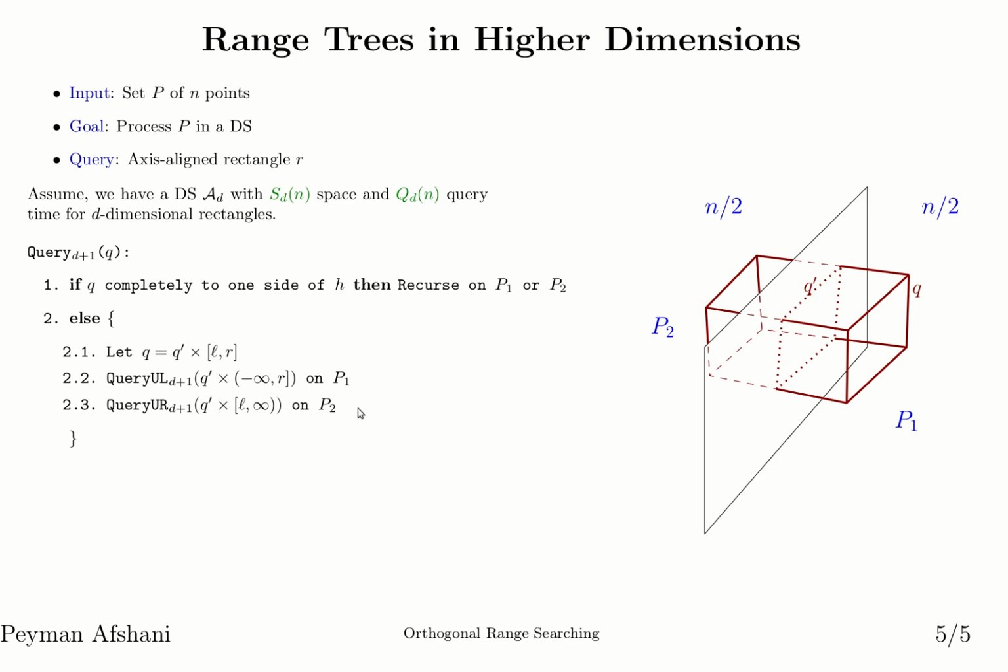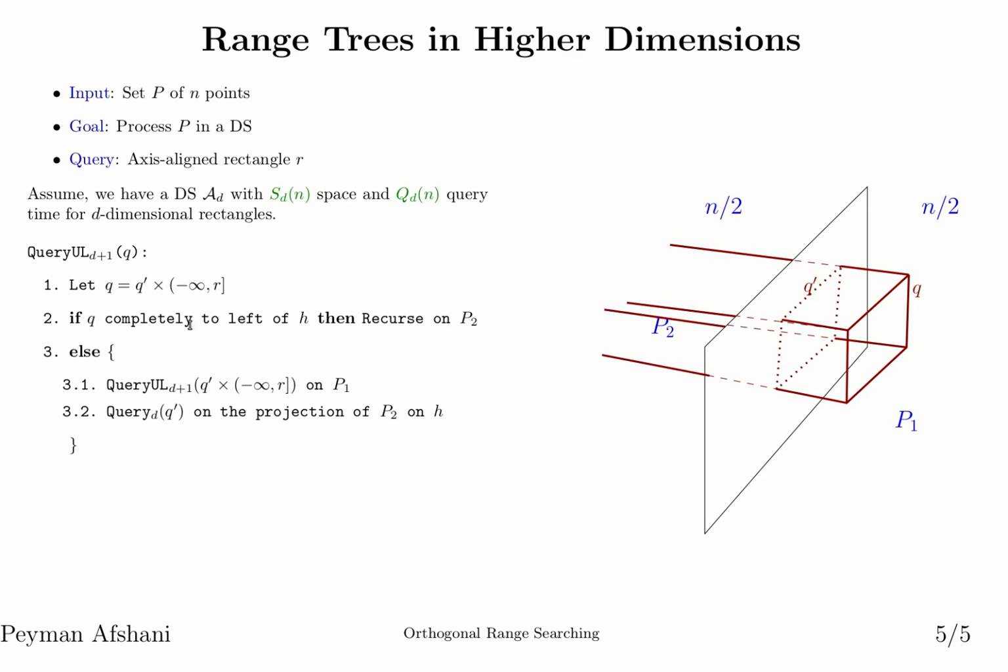And then we'll show that these queries can be answered efficiently. Since these queries are similar, we only focus on one of them. The other one is essentially identical. So let's look at the query that is unbounded from left.